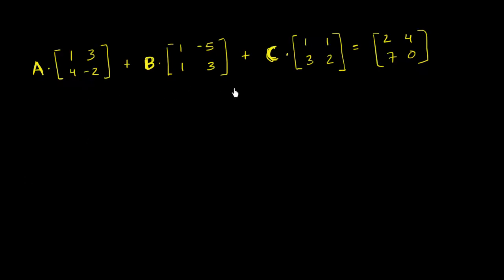So we have a matrix equation set up right over here. We have matrix A times this plus matrix B times this plus matrix C times this is equal to this 2 by 2 matrix. And the way it's set up, it's a little bit of a puzzle, and I'll give you one clue as to what type of matrices A, B, and C could be.